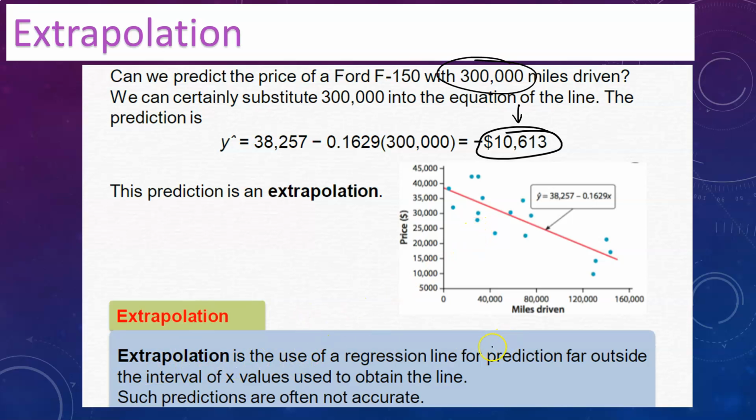Extrapolation is the use of a regression line for prediction far outside the interval of x values used to obtain the line. So I only looked at trucks between 0 and 160,000 miles. Using 300,000 is risky, and that causes us to end up with answers that don't make any sense. Such predictions are often not accurate.